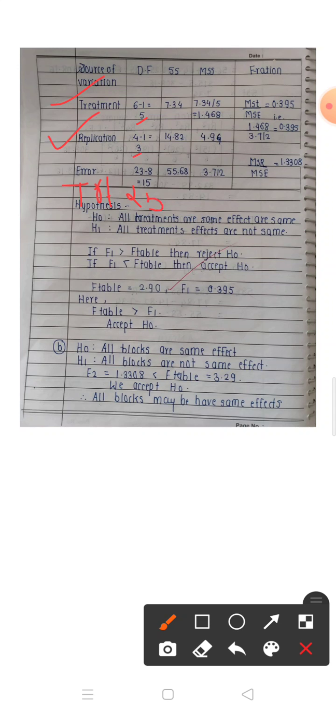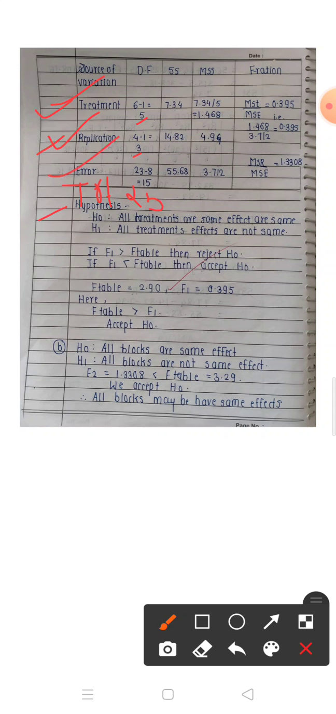Now how to calculate the error degrees of freedom? Error degrees of freedom is calculated as total degrees of freedom minus treatment minus replication. So 23 minus 5 minus 3, that is, minus minus gets plus, 5 plus 3, that is 8. So 23 minus 8 is 15. So error degrees of freedom is 15.